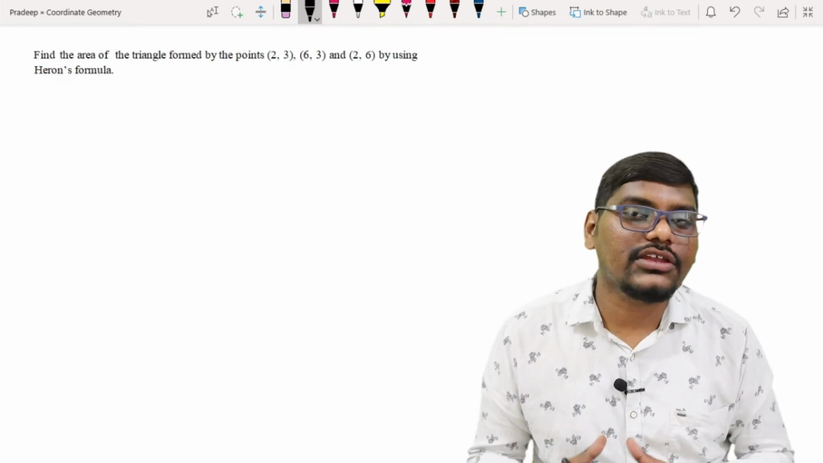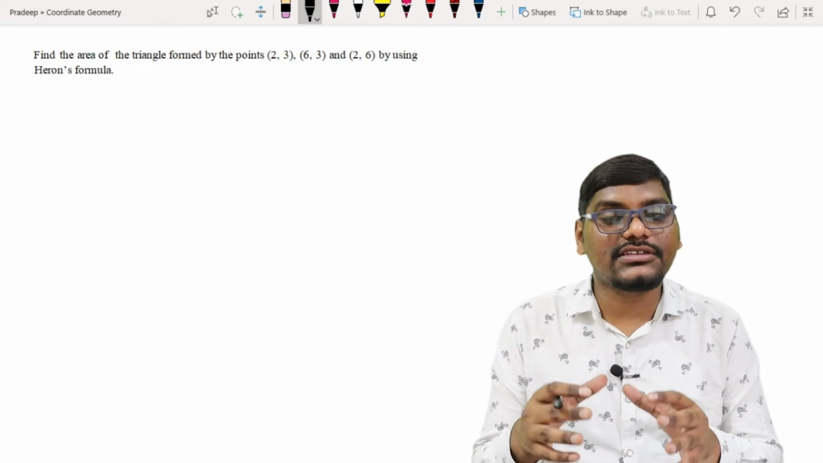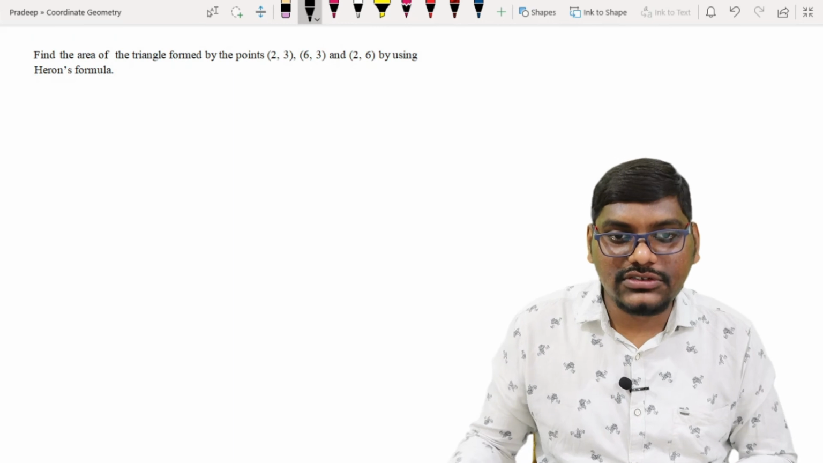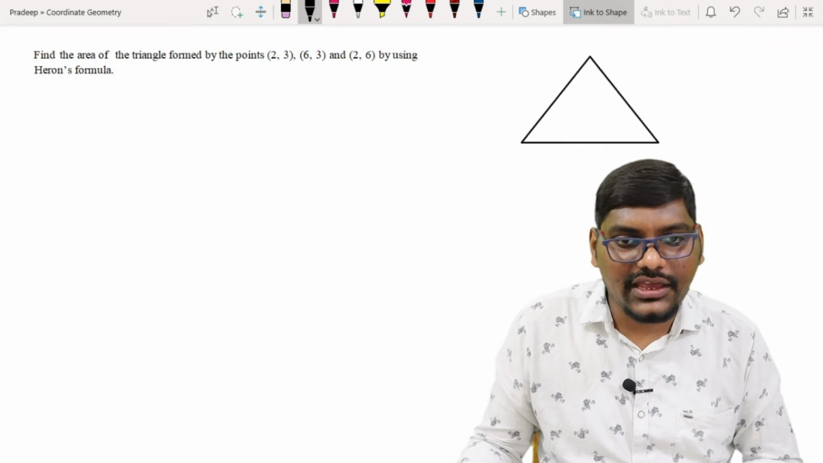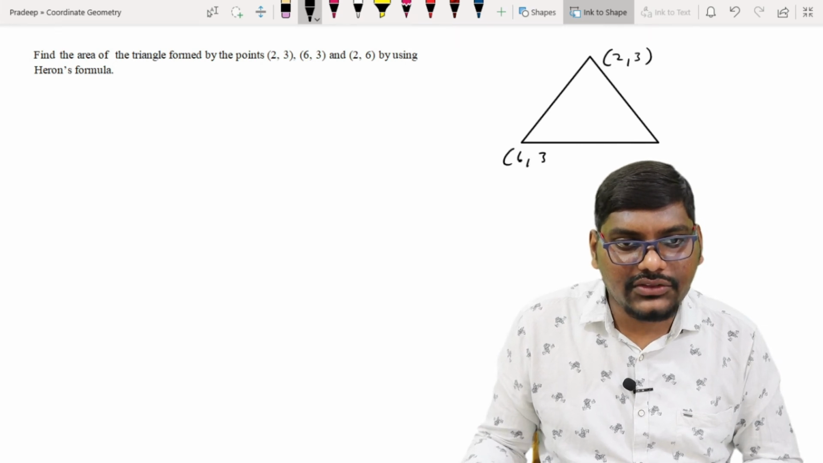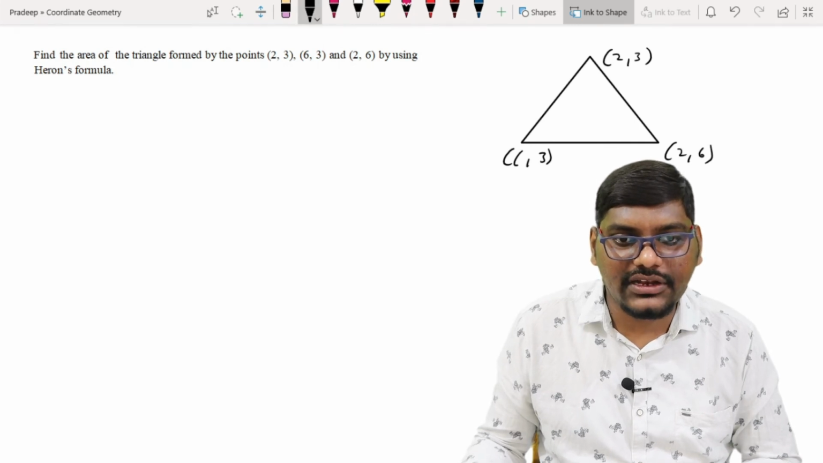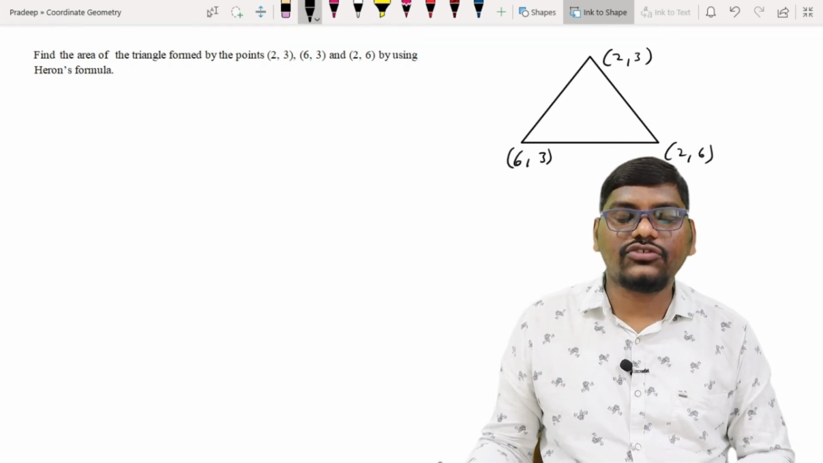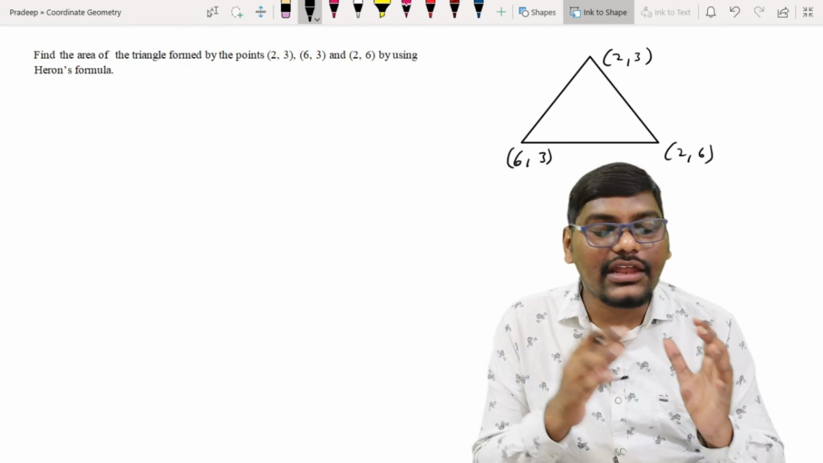There is one more method of finding out the area of the triangle. This particular method is called Heron's method. Suppose I draw the triangle here. So this is a triangle where the coordinates are (2, 3), (6, 3) and (2, 6). These are the coordinates of this particular triangle, and they are asking us to find out the area of this particular triangle by using Heron's formula.